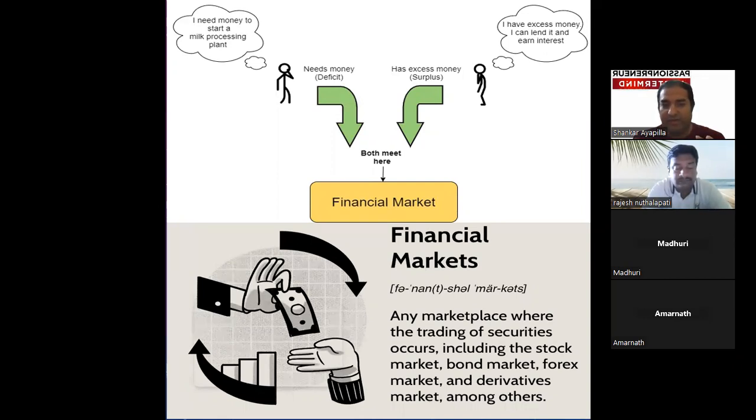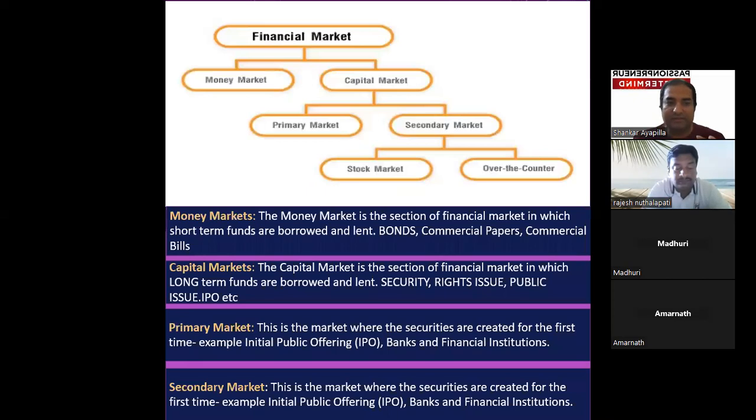And what are financial instruments, right? There are different types of markets, like the money market, the capital market, the primary market, and the secondary market. In the secondary market we have something called the stock market and over the counter. Sometimes you go to a bank on a Friday and tell the manager you need a lump sum amount, and they give it over the counter. And there will be a specific time by when you have to return that amount.